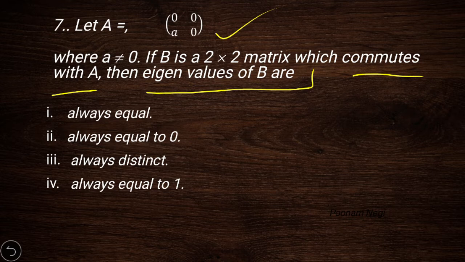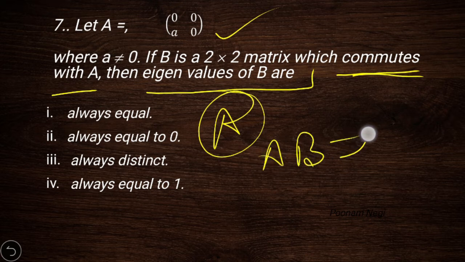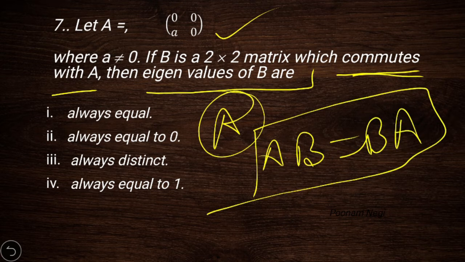I am leaving this question to you with the hints that first, calculate the eigenvalues for this A. Then this condition, that they commute, means that if A and B are two matrices which commute, we have AB equals BA. With these two, simply calculate the eigenvalues of B. You will have the answer.